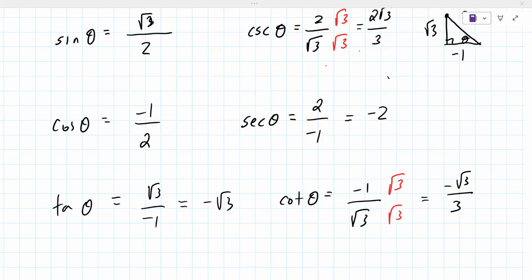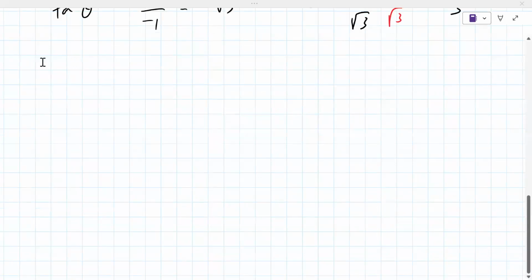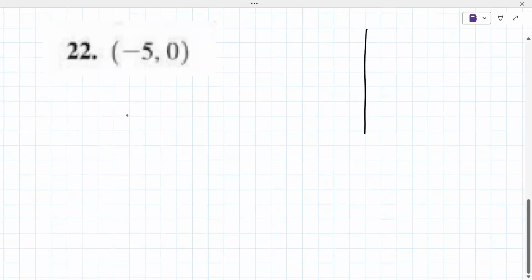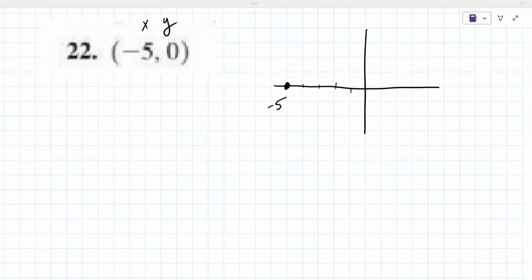So 22 is unrelated to what we just did. There is no triangle in 22, because this point, -5, 0, is right there on the axis. There's no triangle. This is X, this is Y. This is where you've got to know all the variations on sine, cosine, and tangent. The X value is cosine, the Y value is sine.